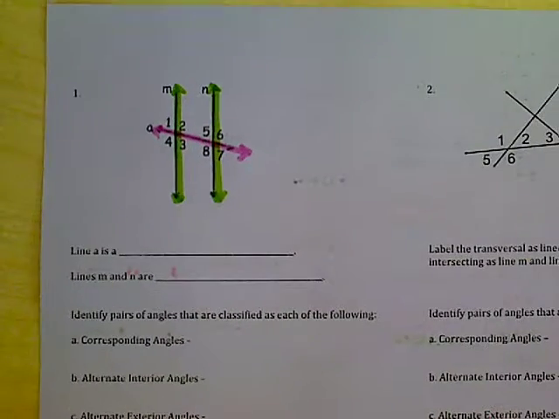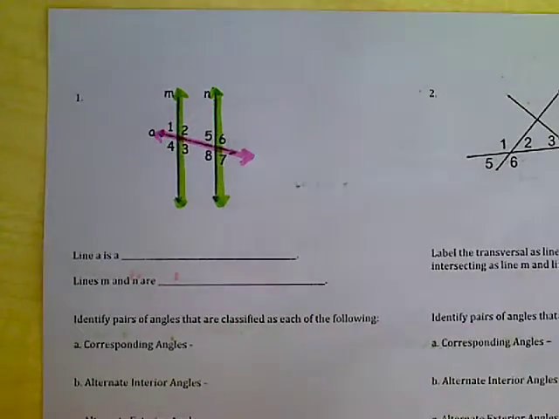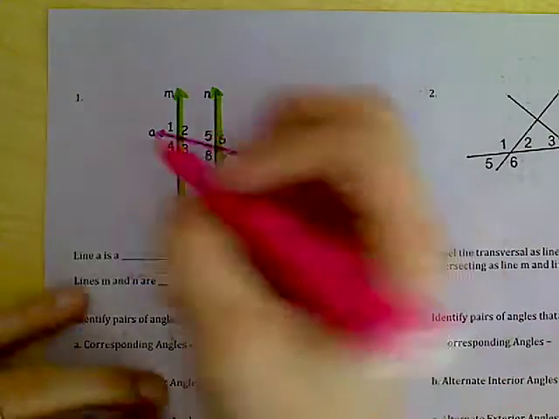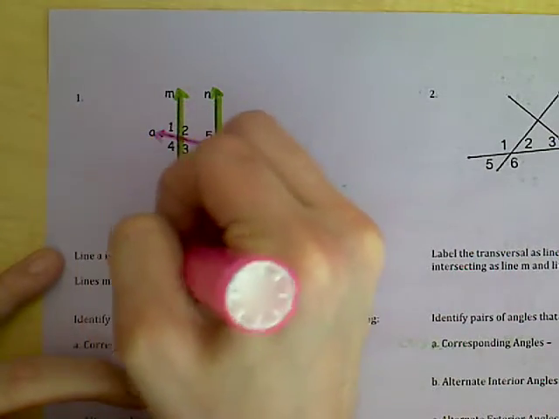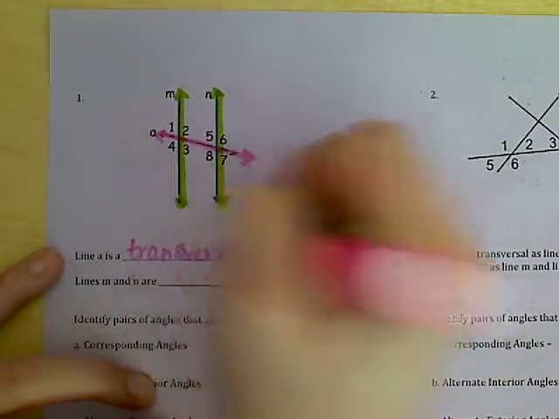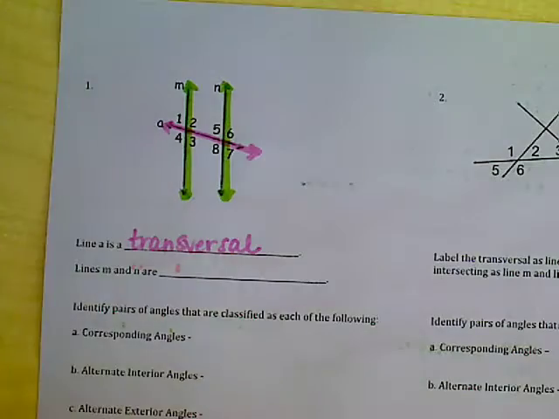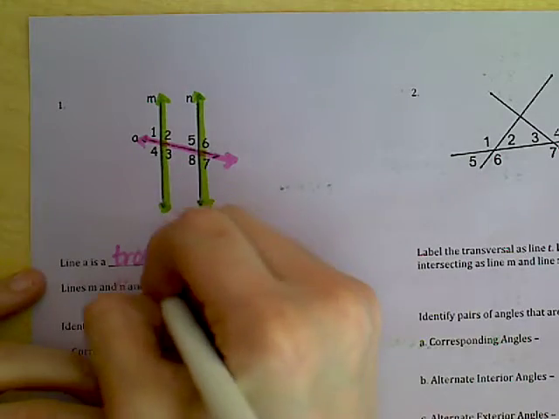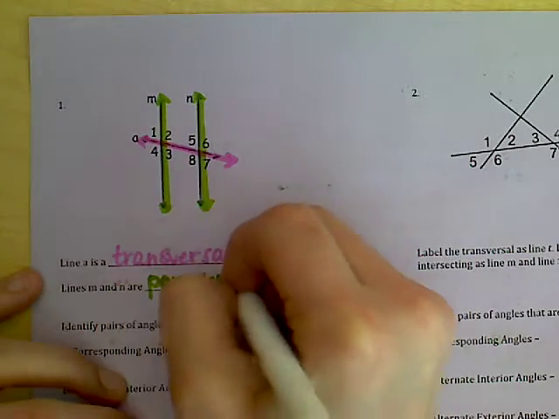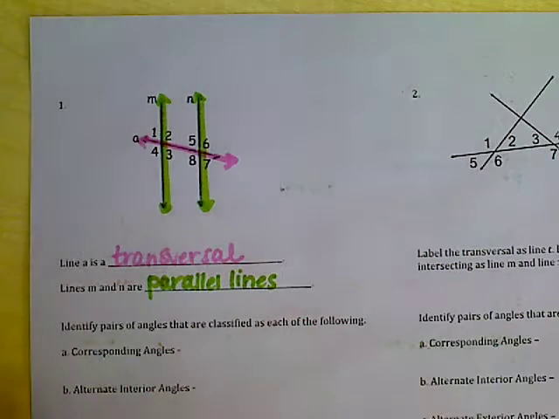So if I identify these lines, line A is my transversal. So that's my one line that crosses 2 other lines. Lines M and N are my parallel lines. So those are the ones I'm looking for inside, outside.